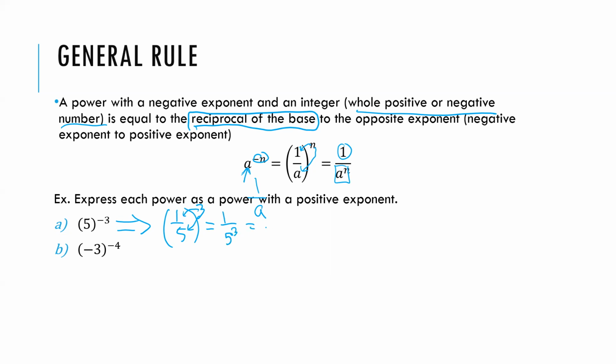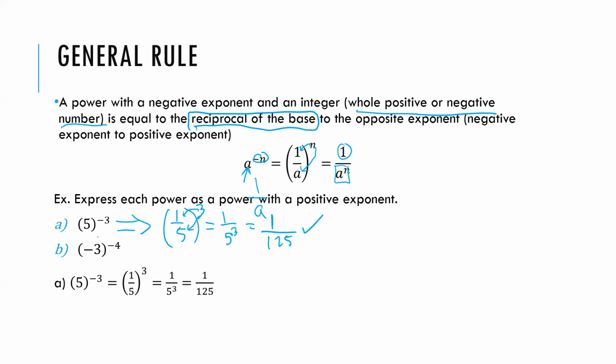And 1 over 5 to the power of 3, we can leave it like that, or we can actually simplify what this actually means. 5 to the power of 3, we can actually evaluate this. 5 to the power of 3 we know is 125, so we can leave our answer as 1 over 125.